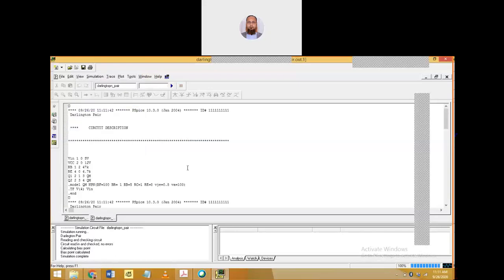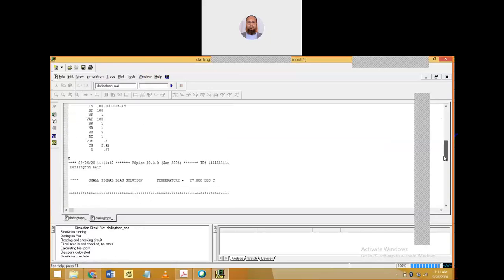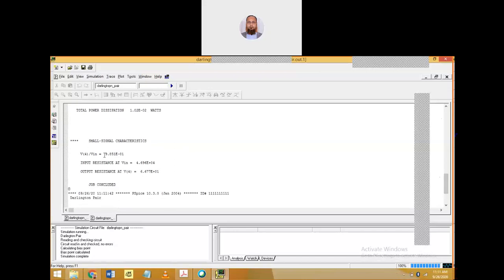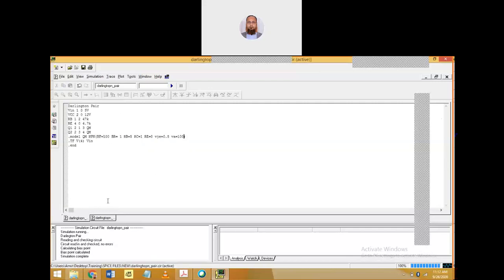Let me show the output file. Again we are seeing the output file, and you can see that there is not much difference. Although there is a difference at the fourth place here, and the value here is also a little bit different. Here it is almost the same, not much difference.